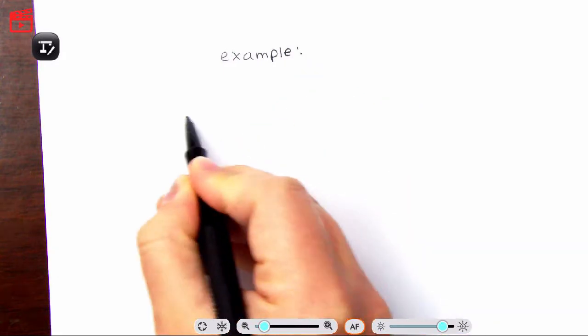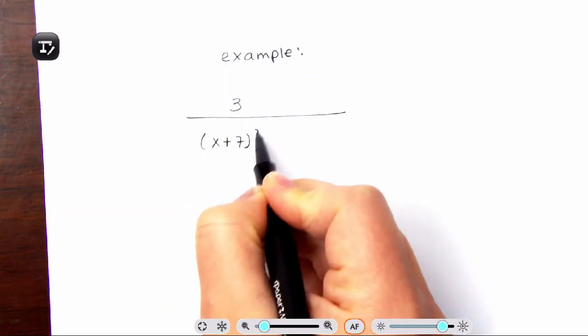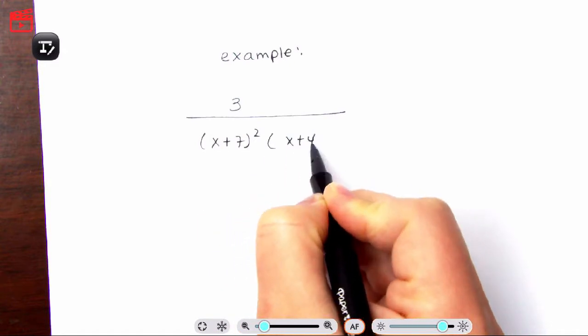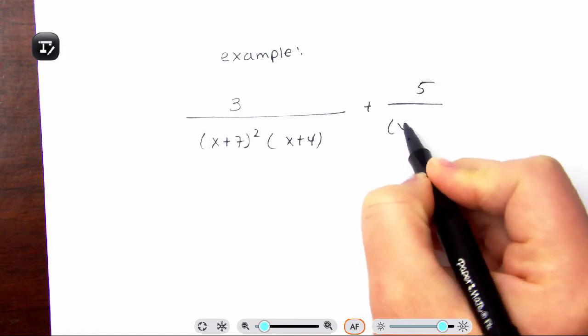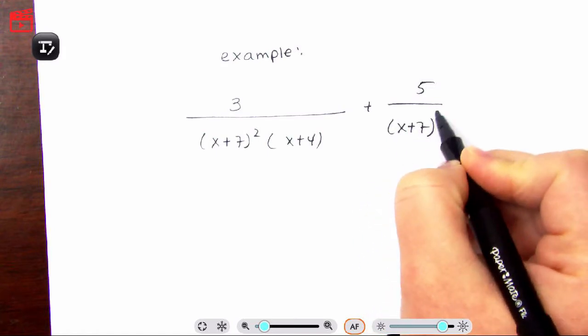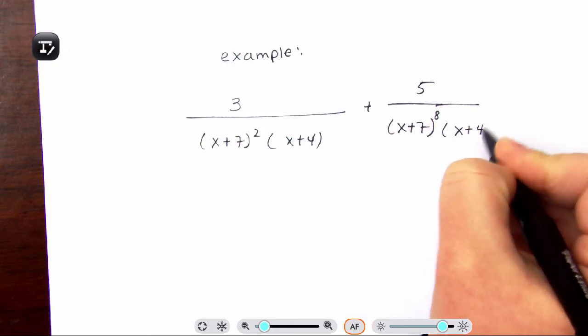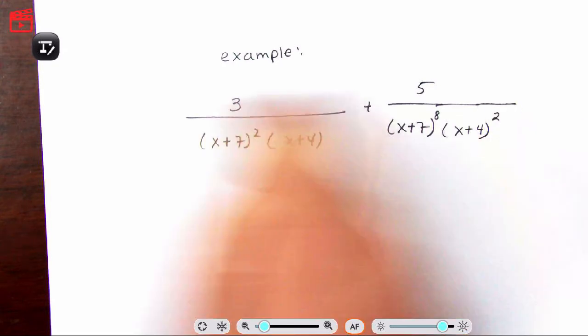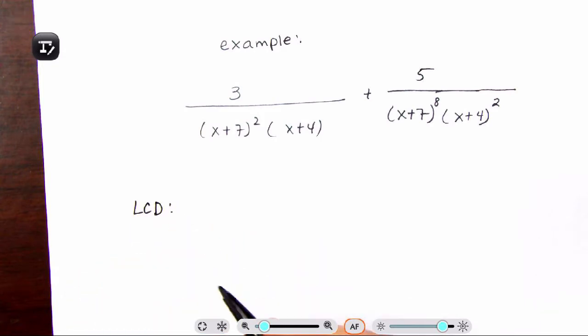What I mean by that is, let's say I have 3 over (x plus 7) squared (x plus 4), and you would have 5 over (x plus 7) to the 8th power (x plus 4) squared. What you would do is, for your LCD, you would take all the different bubbles.